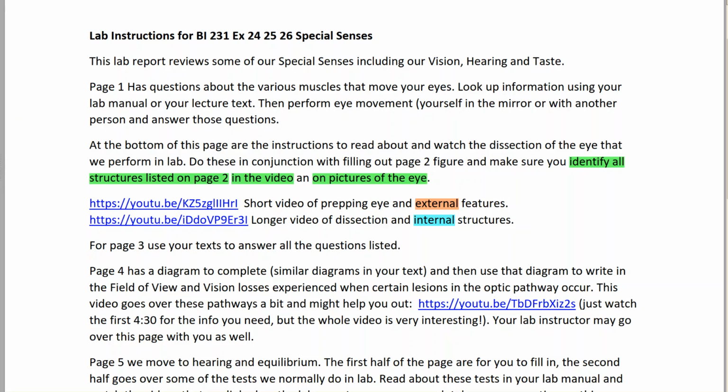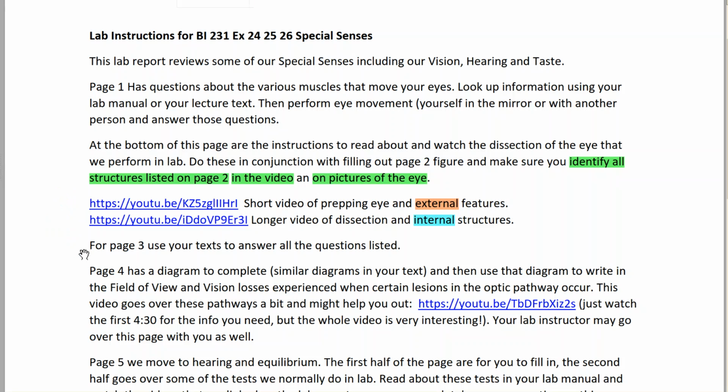we're going to start with the muscles that move your eyes, and then you're going to go on the bottom of page 1. There are some links to videos that go through a cow eye dissection that's incredibly informative and interesting. The first video is the external features of the eye, and the second video is the internal features. Same team of people.